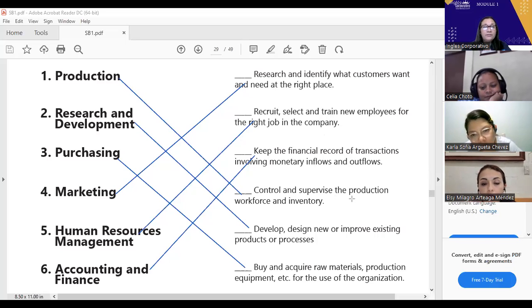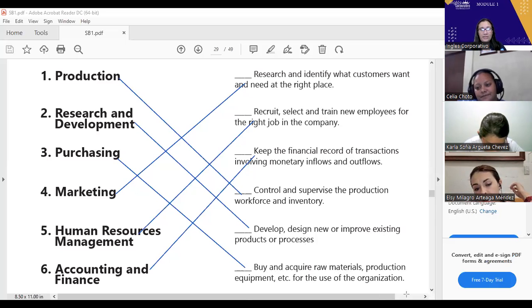Control and supervise the production, workforce and inventory. Es como controlar y supervisar la producción de la fuerza laboral. Y los inventarios. Develop, design new or improve existing products or processes. Desarrollar o diseñar nuevos o mejorar algunos productos o procesos ya existentes. Buy and acquire raw material, production equipment, etc. for the use of the organization. Comprar o adquirir materia prima, equipo de producción, etcétera, para el uso de la organización.